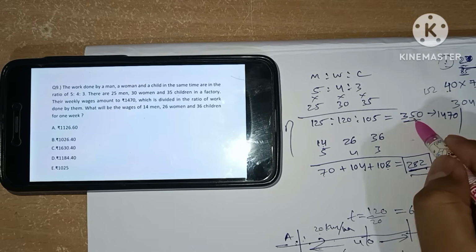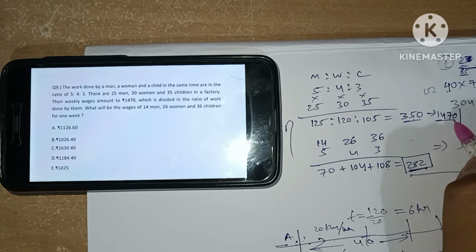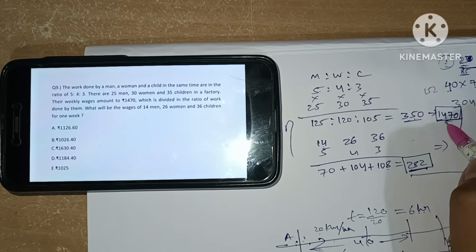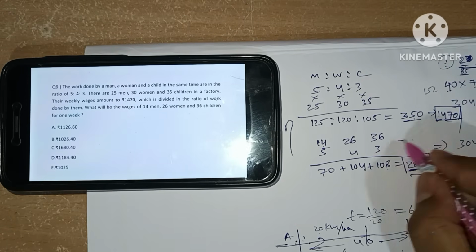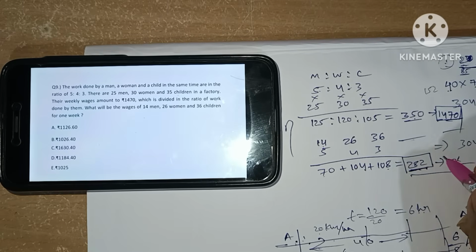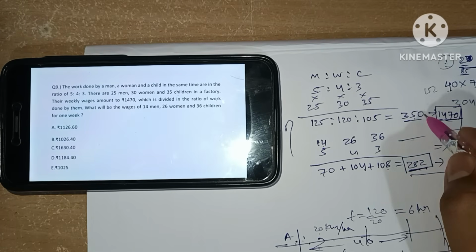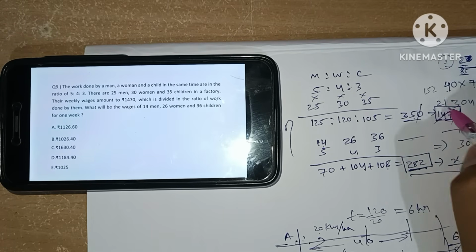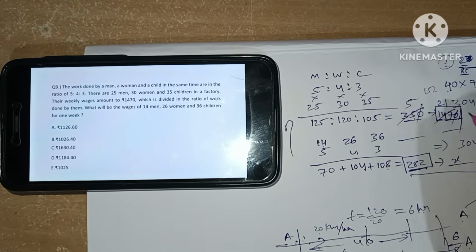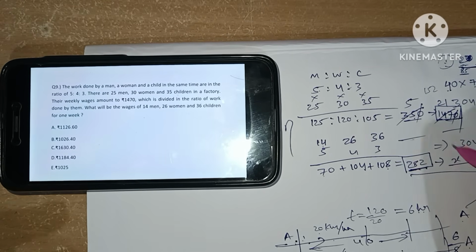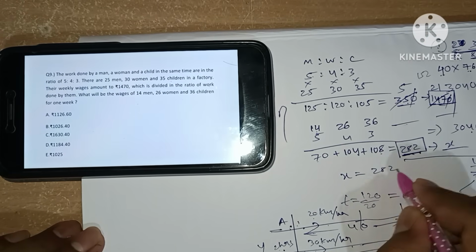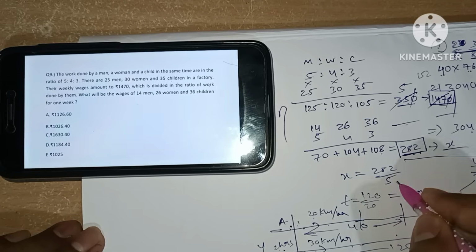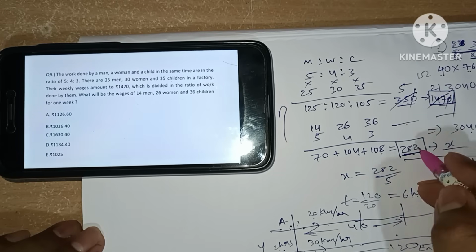We have 350 units of work paid with 1470. We need to find the value of this one. So what we do is divide each and every one. The zeros cancel, 21 times 7, 21 times 7 5 times. So what we have is x equals 282 divided by 5, and this comes this side times 21.